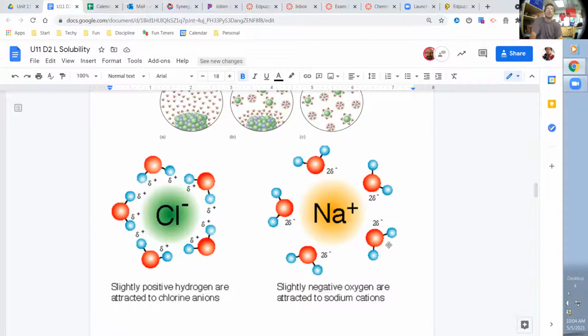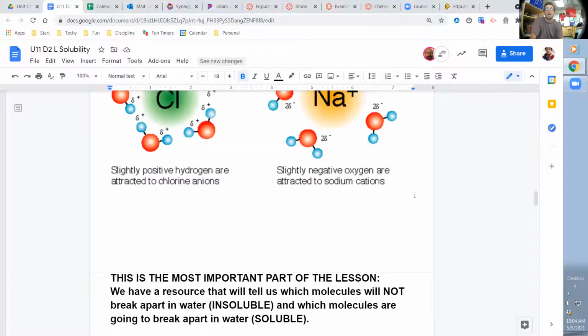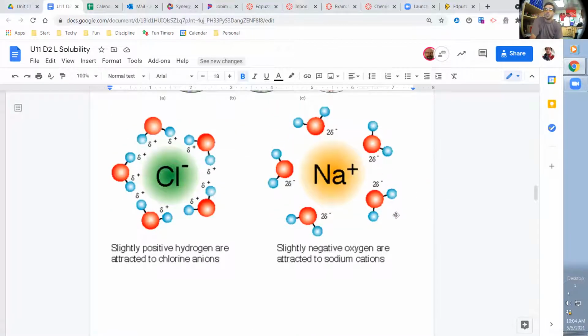There you go, Lily. Okay, so that's a lot of what you just learned. You learned a lot of things just now. I hope you wrote down those vocabulary words and you understand a little bit more about water and about substances that dissolve and substances that do not dissolve.